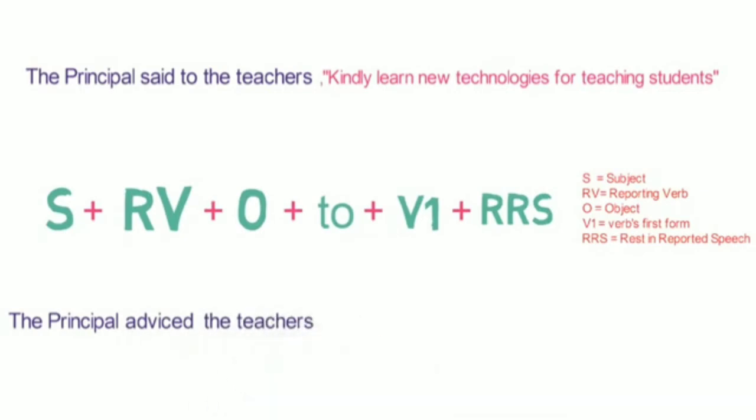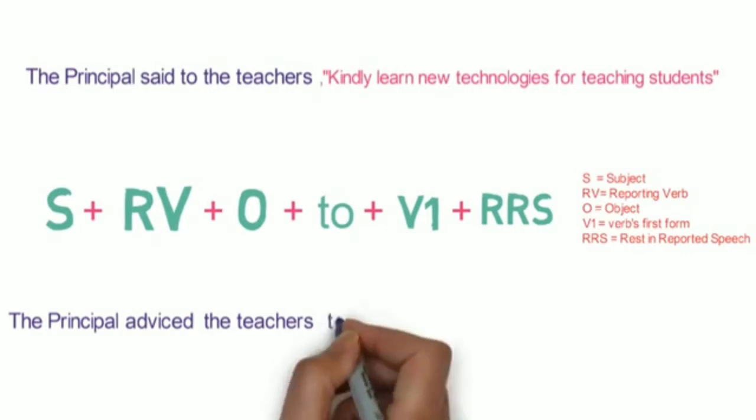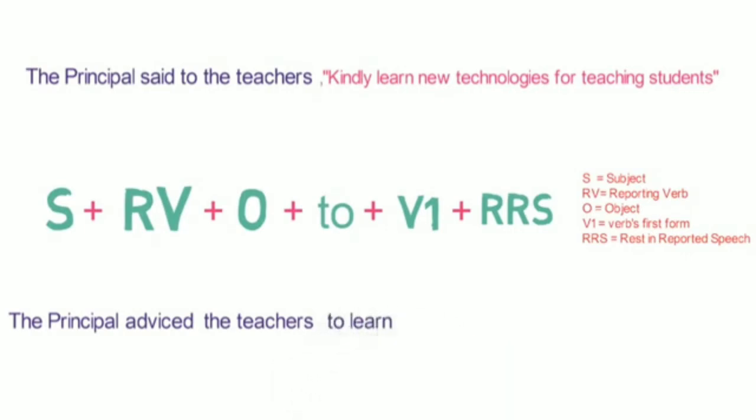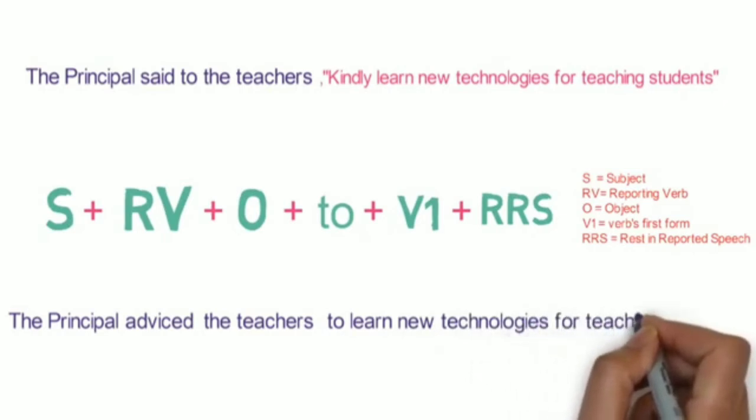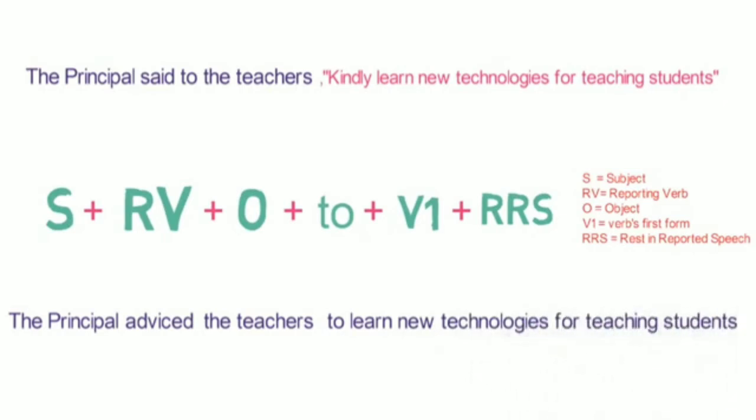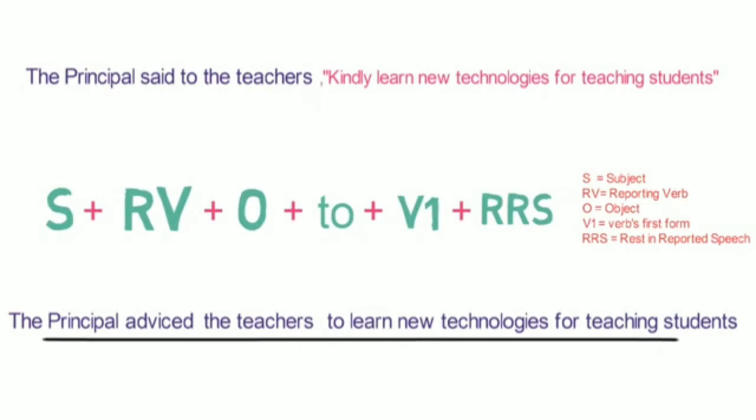Then we will remove word kindly as we learned in our rules. Then to learn will come as learn is in verb's base form. Finally, we will add the remaining part of the reported speech, new technologies for teaching students. And the final sentence is in indirect form. That is, the principal advised the teachers to learn new technologies for teaching students.